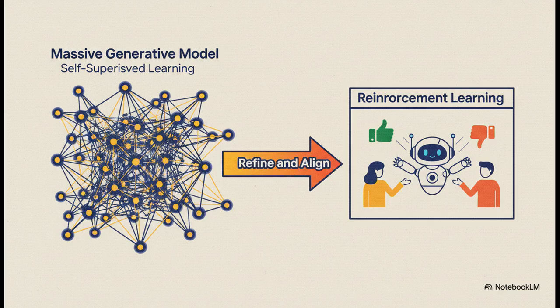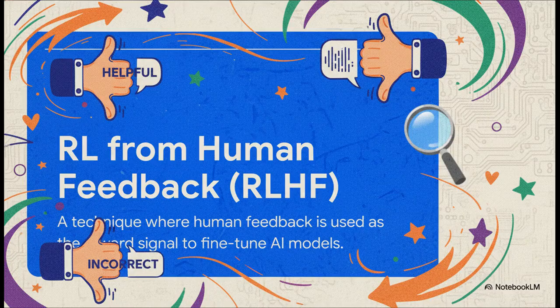Reinforcement learning is that critical second step that teaches it how to use all that knowledge to be helpful, to be coherent, and most importantly, to be safe. This right here is the secret sauce, reinforcement learning from human feedback, or RLHF. In this case, the reward isn't some point in a video game. The reward signal comes from actual human beings. People look at the AI's answers and rate them, basically telling it, yes, this was a great, helpful response, or nope, this was wrong and unhelpful.